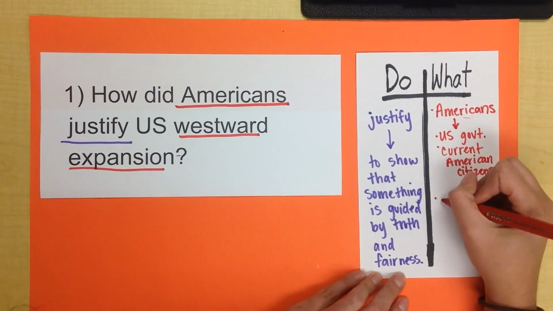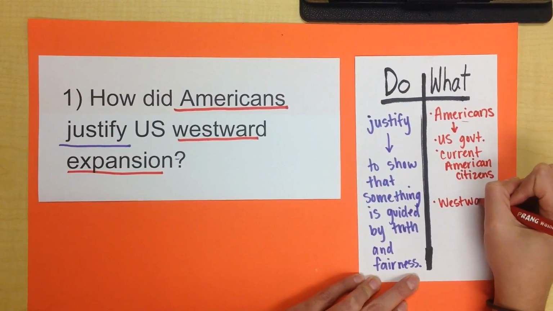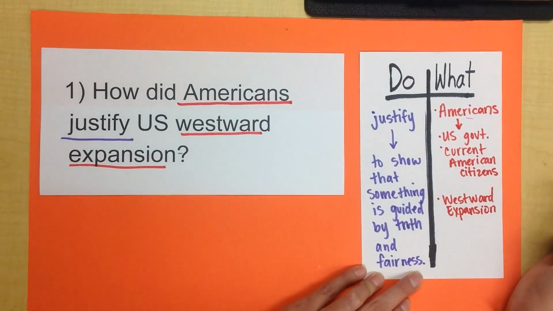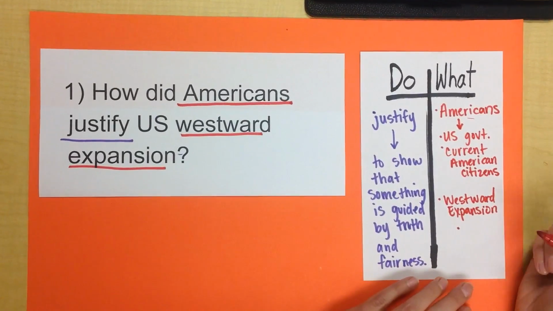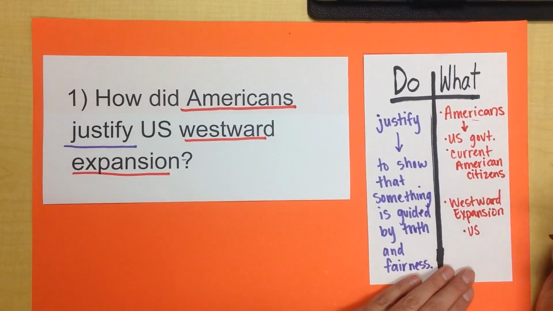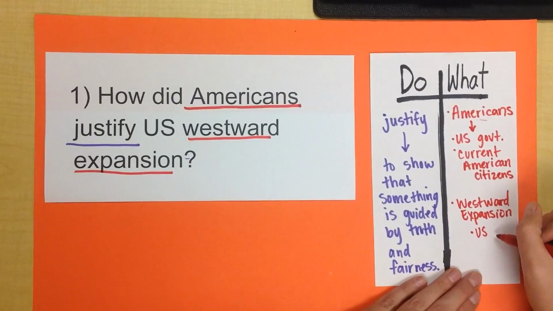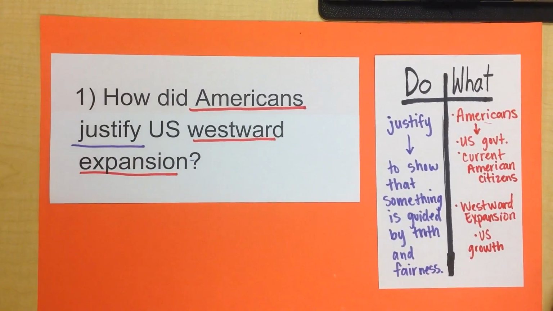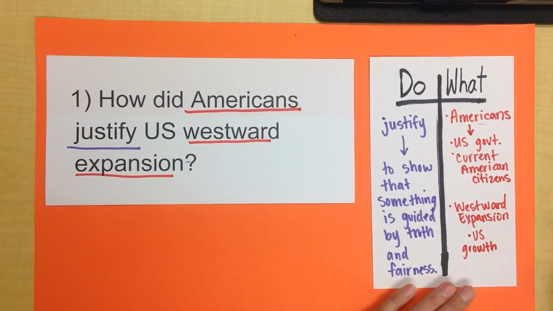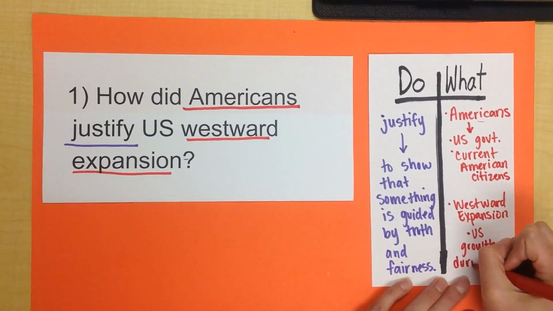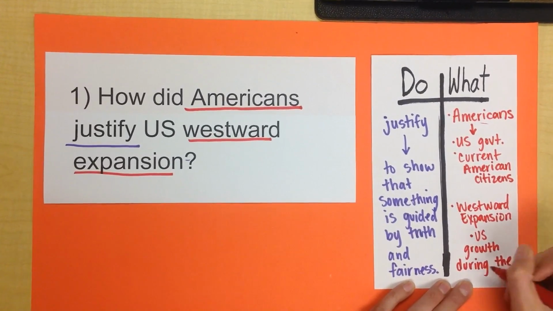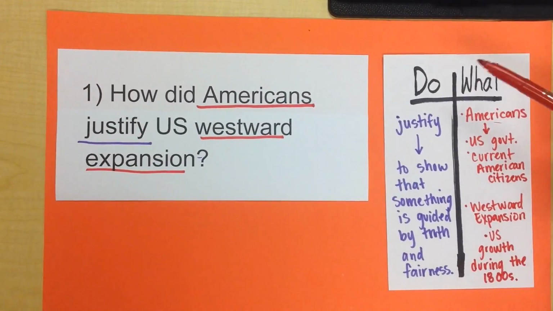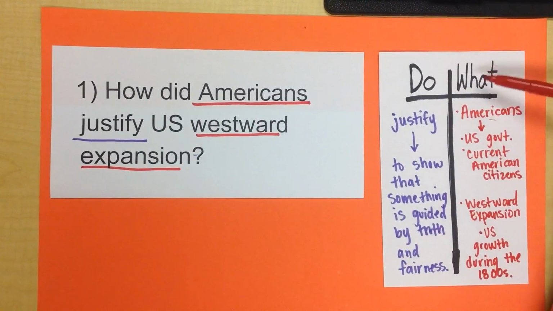The second what is westward expansion. When we talk about westward expansion, we're talking about the way in which the United States, so the U.S., grew throughout the 1800s. U.S. growth. And remember, that ties back to earlier in our unit, the themes of what we've been studying. So U.S. growth during the 1800s.